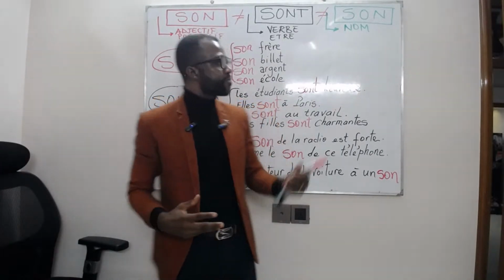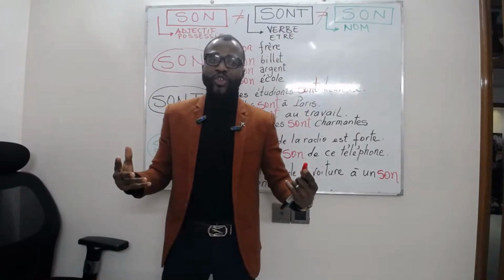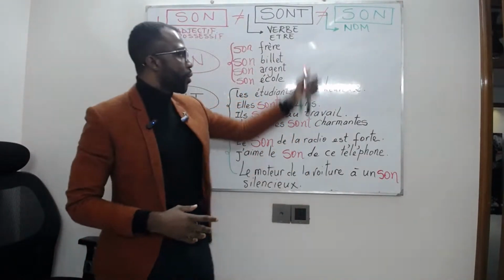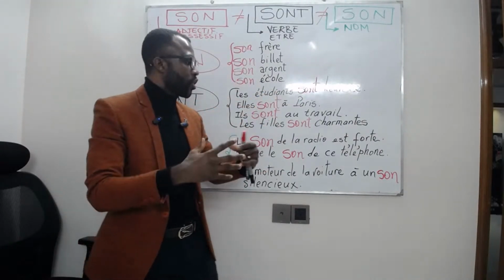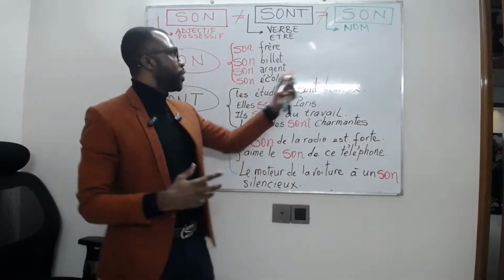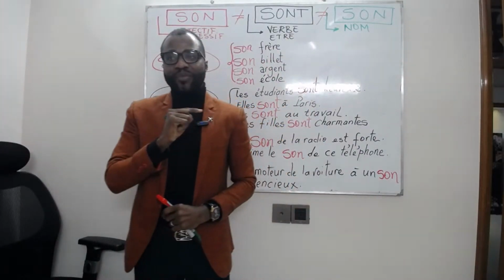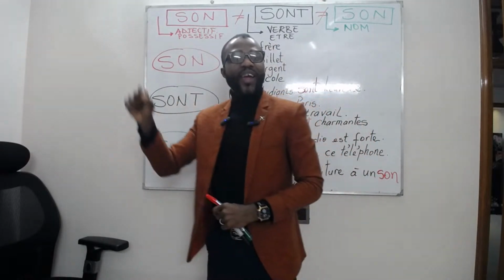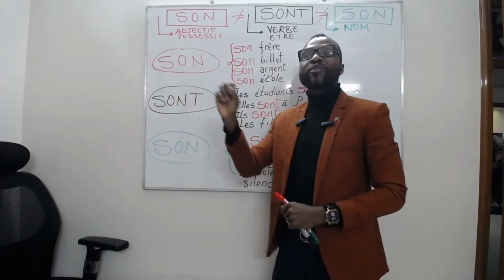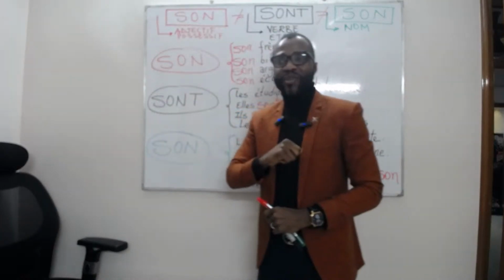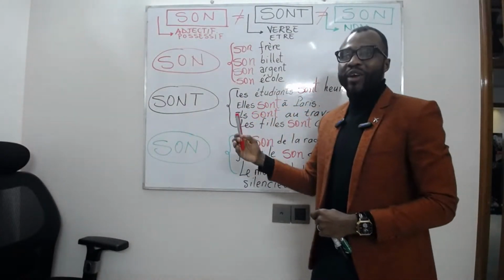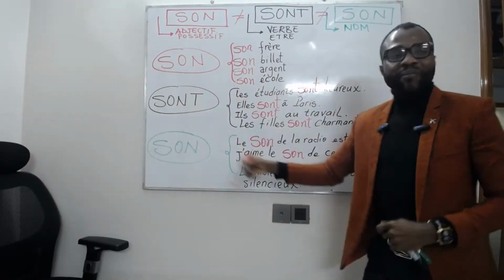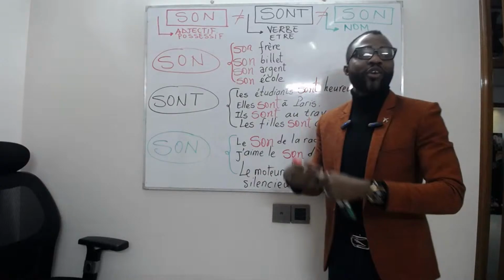If I want to use it as a verb, I know which one to use. If I want to use it as a possessive adjective, obviously I know which one to use. And if I want to describe the sound of an object, I use this one. So do not make the mistake again with the pronunciation. Son, sont, and son. Then you need to identify which one we are using. So for that, you need to understand if we are using it as a verb, or as a possessive adjective, or if it's a noun to describe the state or the sound of something.